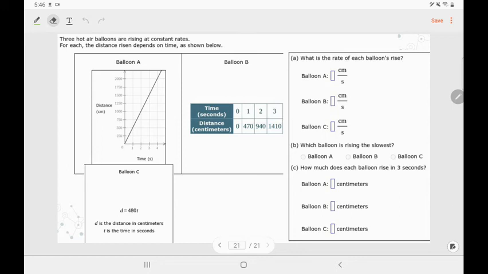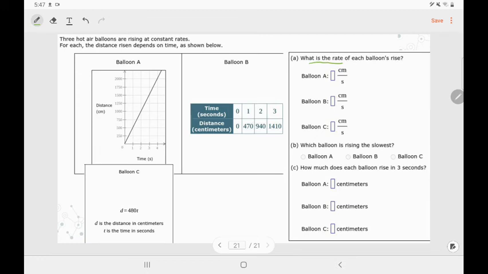Alright, last example. If I have 3 hot air balloons and they are rising at constant rates, each of their situations is shown in a slightly different way. Balloon A is shown by a graph, B by a table, and C by an equation. Part A asks for what is the rate of each balloon's rising. Remember, rate is the same thing as slope. So they're asking for the slope of each of these situations or the rate, and we can use those interchangeably.